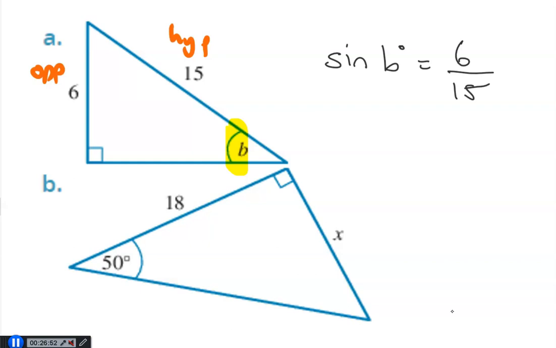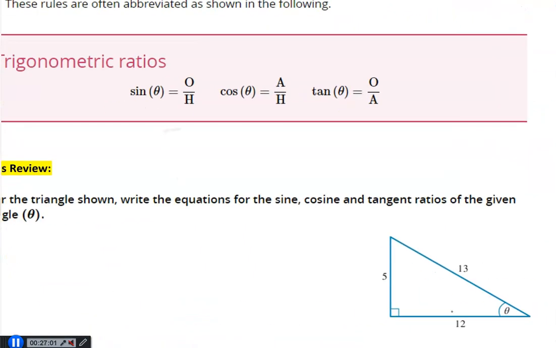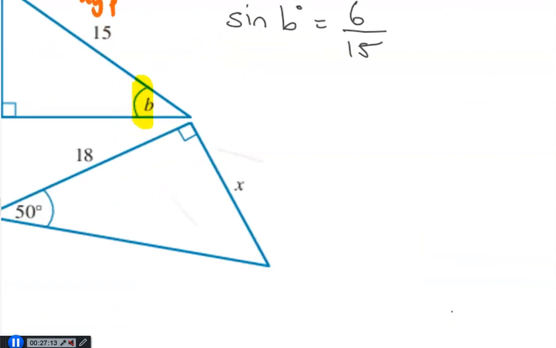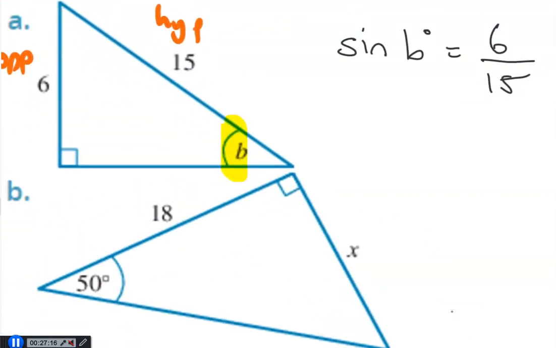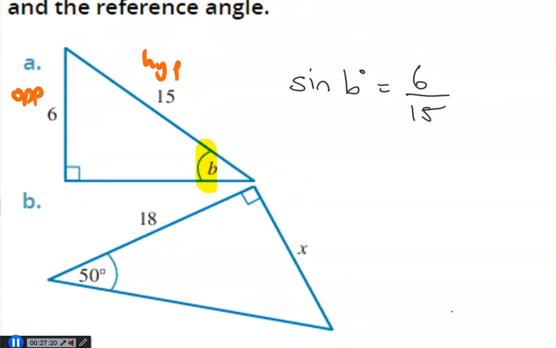Why not sine B? What's my angle? B. Remember, in the rule, I'll go back up to it. In the rule, next to the trig ratio is the angle. Well, you would if it wasn't labelled. But in this question, you notice the angle is a B. But you're not actually going to put B in the calculator. Well, we'll work out how to do that in a second.